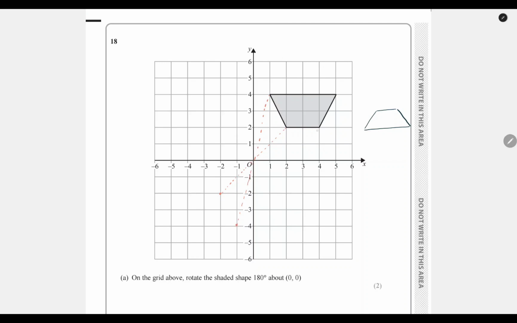We have 4, 2, and so we'll have -4, -2, and then finally we have 5, 4 from the center, and so we'll have -5, -4, which will be here. So if we draw our new shape, it will look something like this.